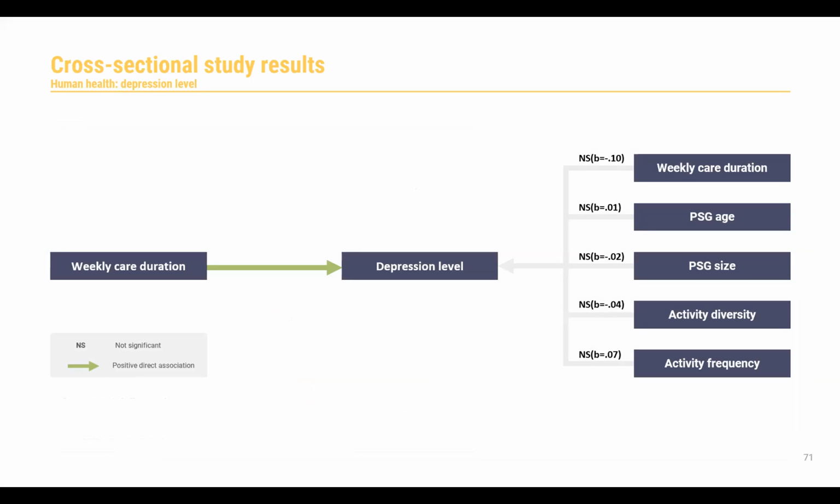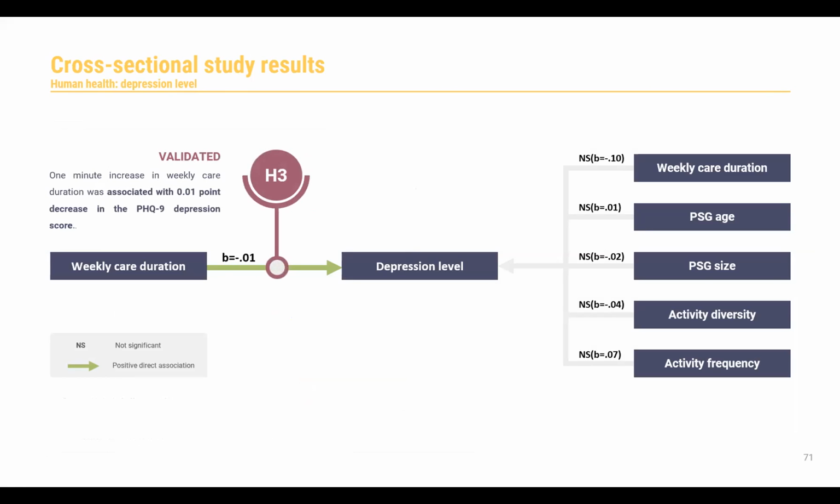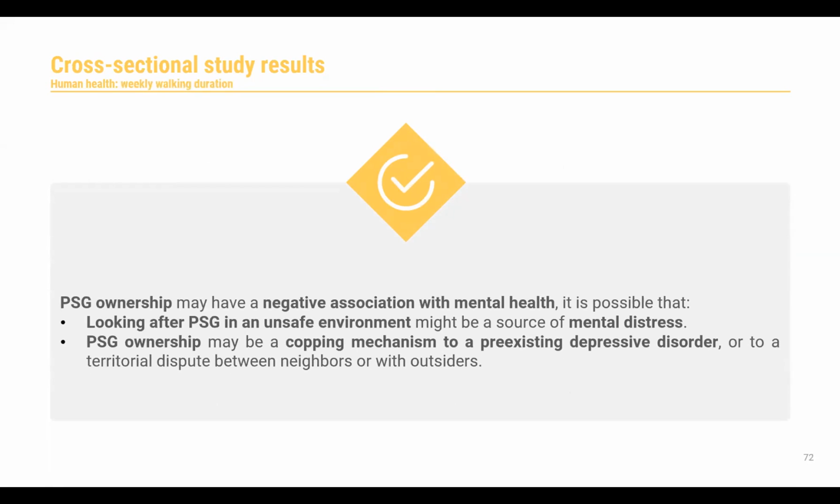In the third analysis, we found that a 10 minutes increase in weekly care duration was associated with a 0.1 points decrease in the PHQ-9 depression score. These findings suggest that PGs may have a negative association with mental health. However, the mechanisms of this relationship are unknown.